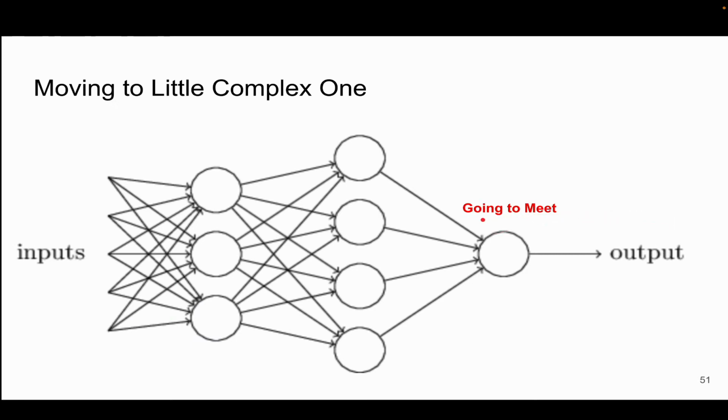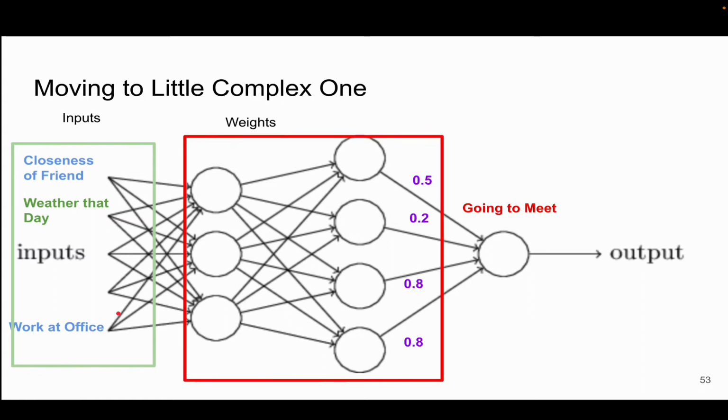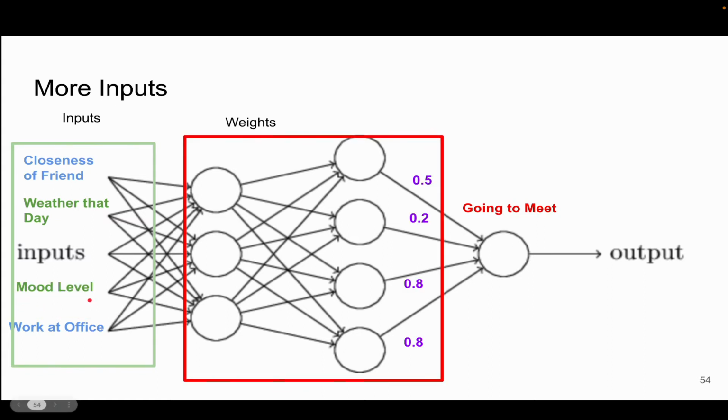Again, the output is going to meet, and the inputs are the same: closeness of friend, weather that day, some more input, and work at office. As you can see, there are more inputs, so I have to create one more input for that. I will just add mood level. Again, all these values will vary from 1 to 10, and every input will have some weight. As earlier, the weights are there: 0.5, 0.2, 0.8 and 0.8.